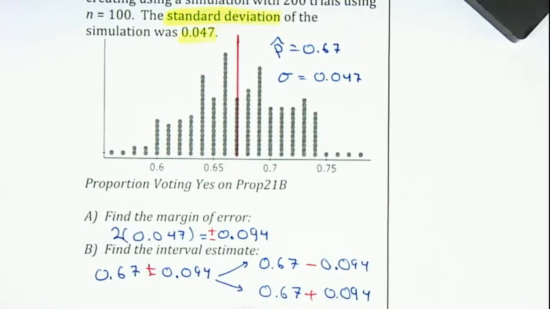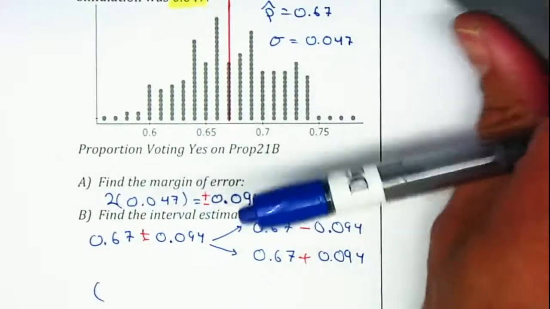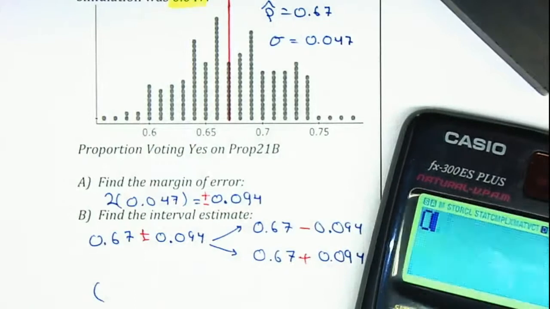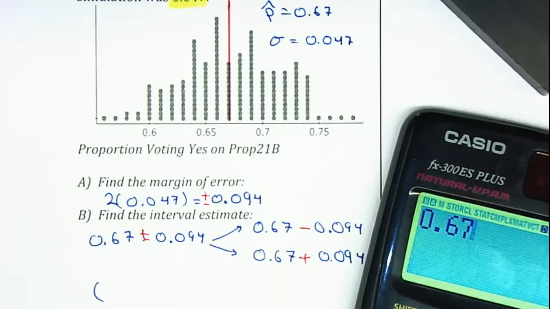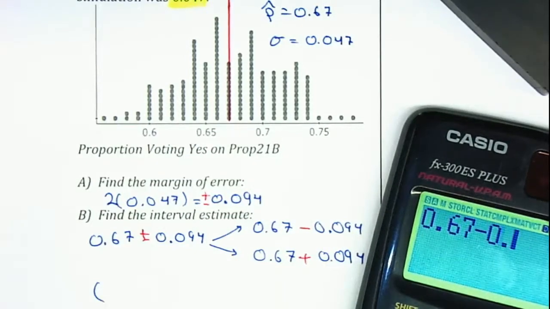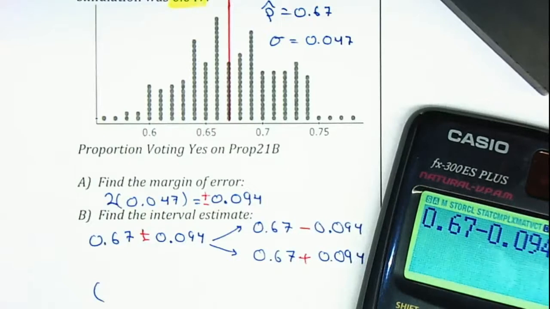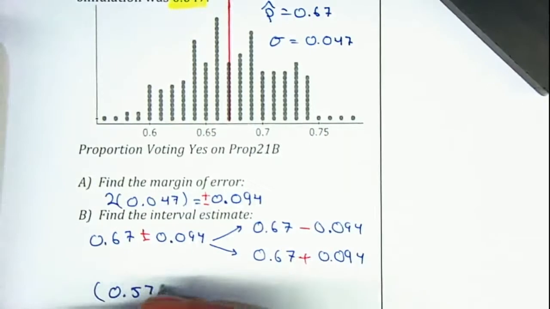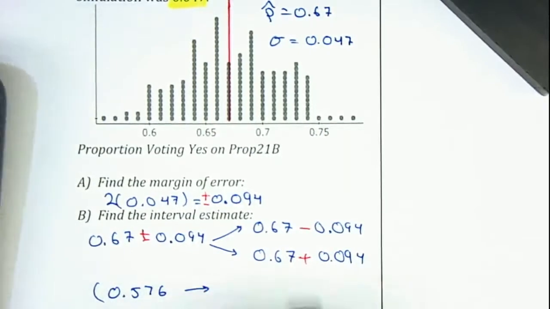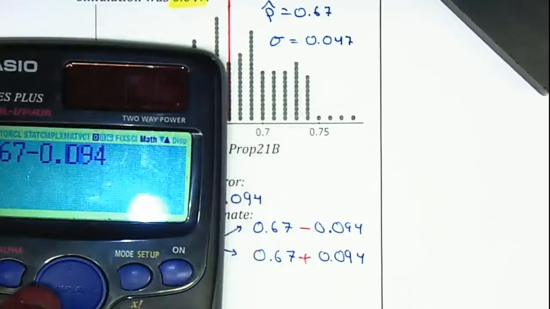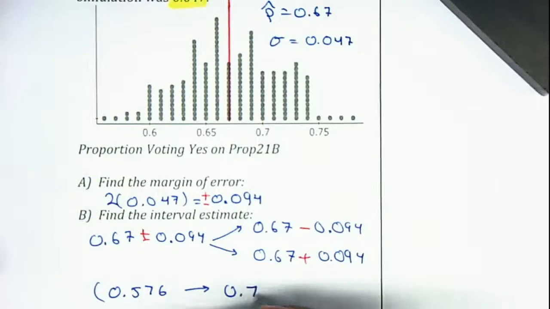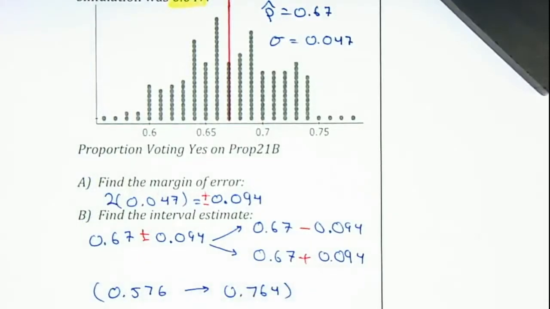So therefore my interval, my lowest value, and I can use a calculator for this, 0.67 minus 0.094. My lowest value will be 0.576, all the way to my higher value. I'm just going to go back and place a positive, will be 0.764, and that'll be my interval estimate.